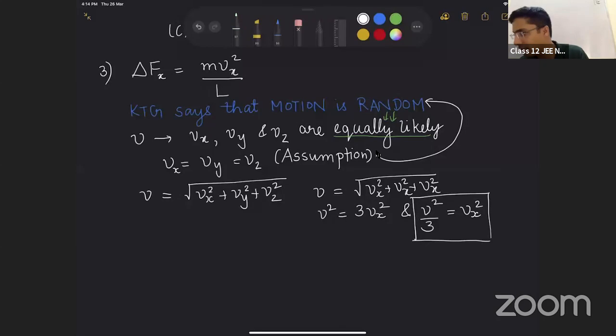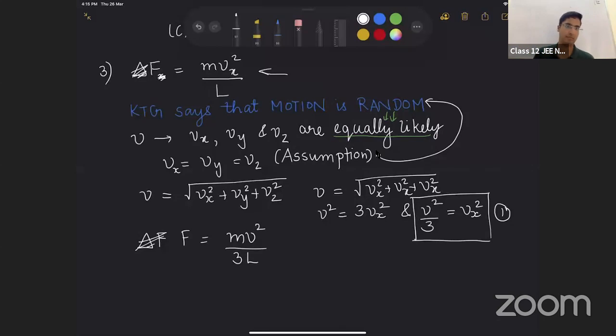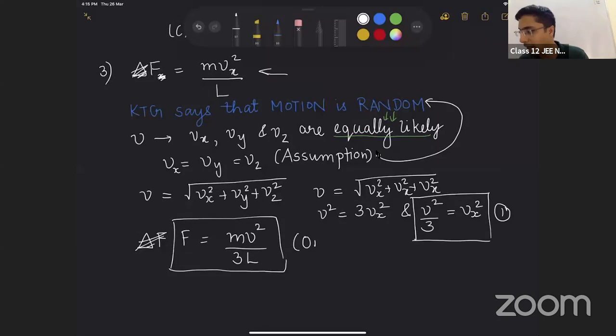Now, if we substitute this into equation 1, I get F, not delta F. I don't know why I wrote delta. F is mV square by 3L, and that's where I stopped. We assume that F is mV square by 3L. This is the force due to only one particle. So far we have taken only one particle. Now each particle will exert mV square by 3L.